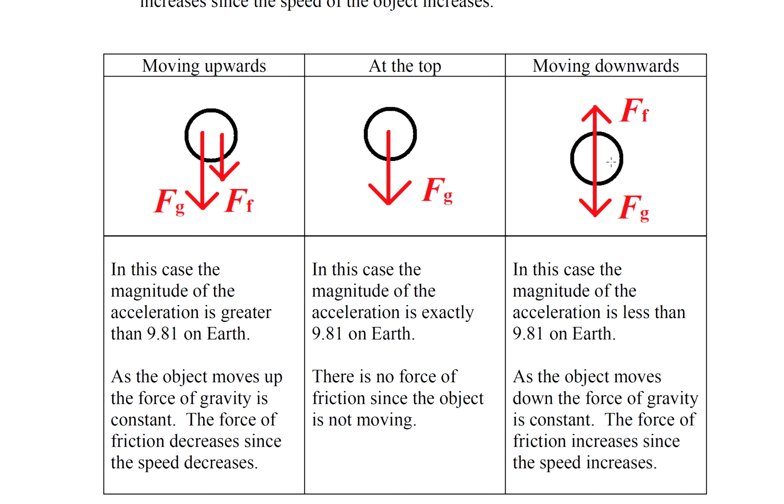When the object is moving downwards now, the magnitude of acceleration is less than 9.81 because we have 9.81 down and we have a force of friction up. As the object moves down, the force of gravity is constant and the force of friction increases since the speed increases. So this arrow for the force of friction gets greater and greater as we move downwards. And this arrow for force of friction when it moves upward is going to be less and less.